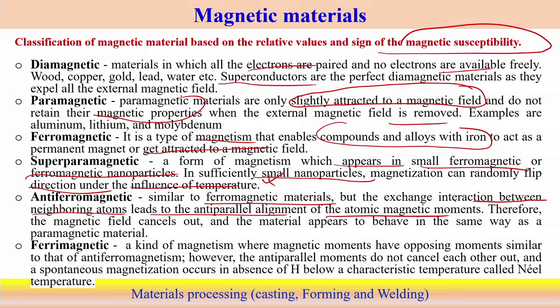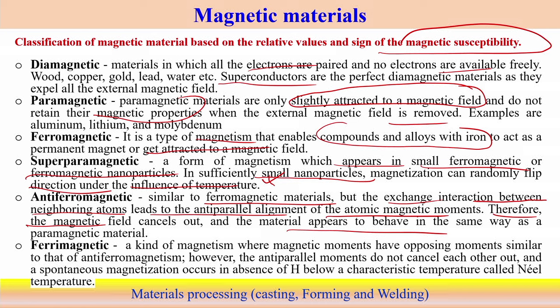In this case there is an exchange interaction between the neighboring atoms that leads to the formation of the anti-parallel alignment of the atomic magnetic moments. So it's not exactly parallel, and when it is anti-parallel, some kind of neutralization of the magnetic effect is possible. Here the magnetic field is cancelled out, because it can arrange the anti-parallel atomic moments in that way. So magnetic fields usually cancel out and the material behaves in the same way as a paramagnetic material, that means having very little effect of magnetism.